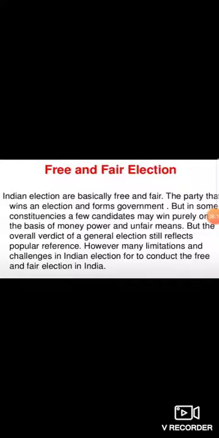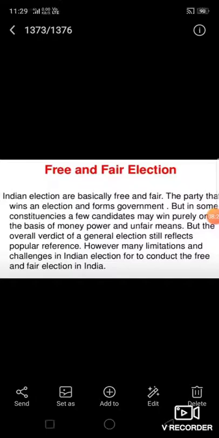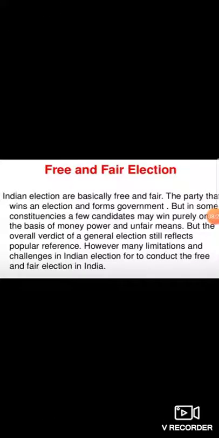All this leads to a simple conclusion. Elections in India are basically free and fair. The party that wins an election forms government. That's so because people have chosen it over its rival.